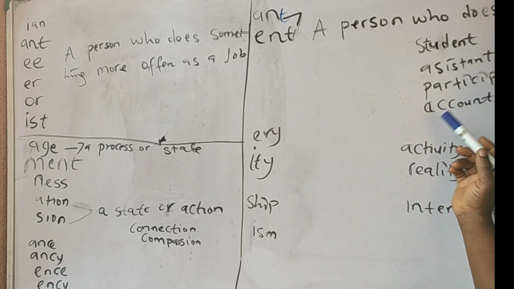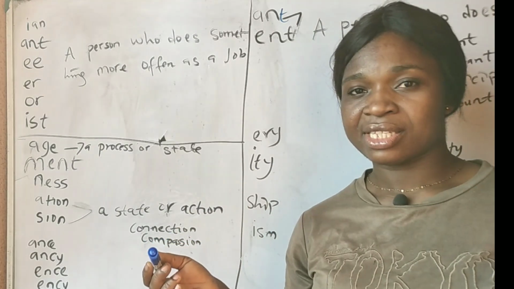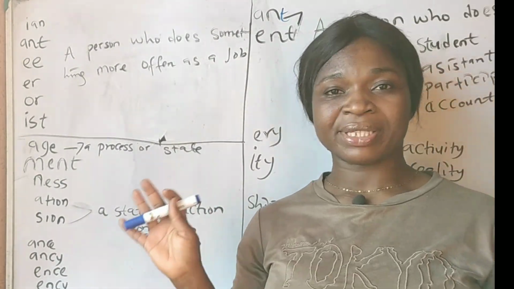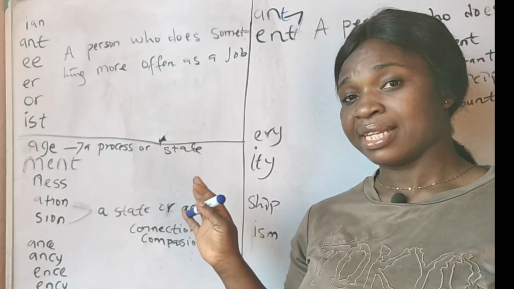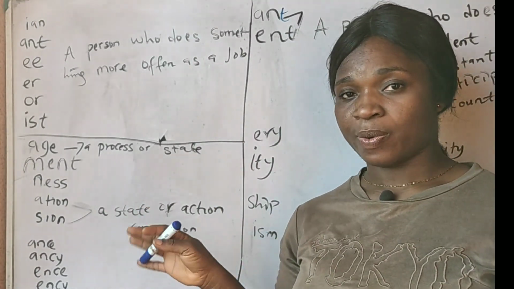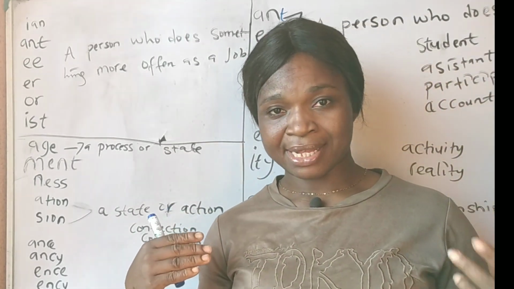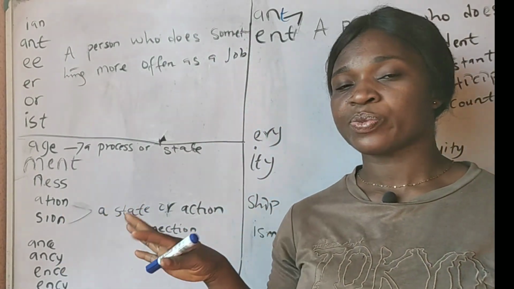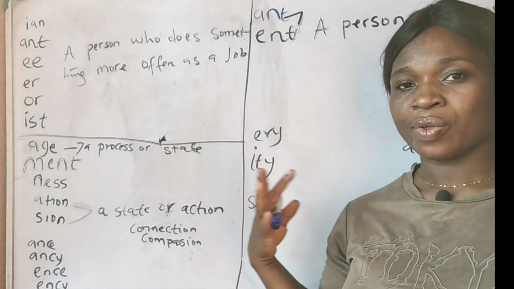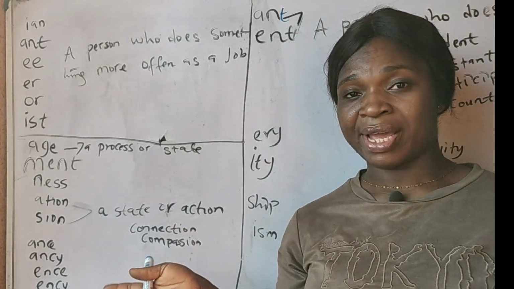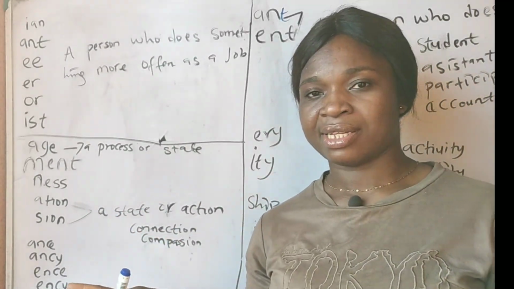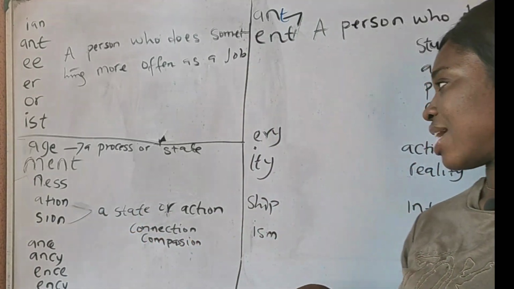We still have participant. The action part is participate. I will be participating in this year's inter-house sport. I am a participant of last year's inter-house sport. So you can see how the verb has transitioned into being a noun, participate, and now participant. Do we understand now? So let's see again.